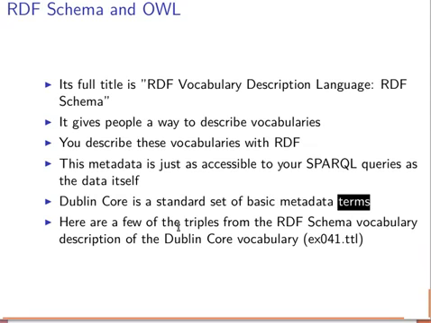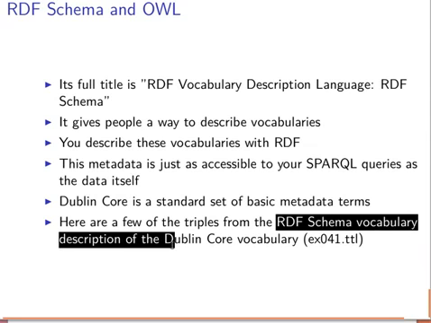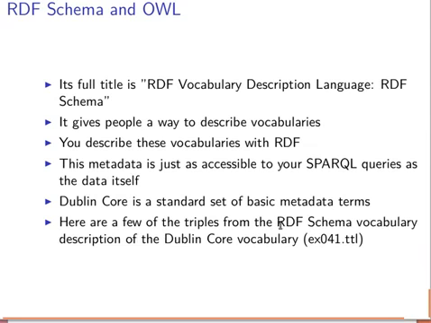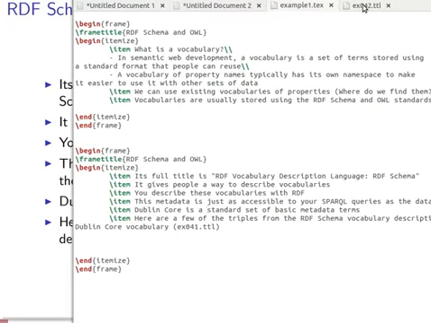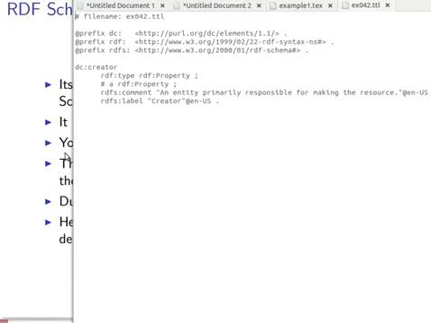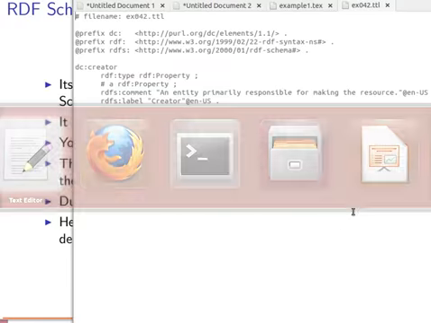Now, what we're going to do is have a look at the file, and it contains some triples from the RDF schema vocabulary description of the Dublin Core. So we have now a schema about the Dublin Core itself. I hope that makes sense. Enough talking. I have the file open here. It's actually 42, as I said, not 41.